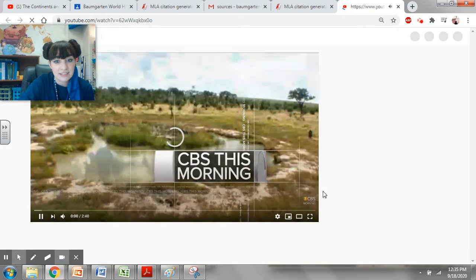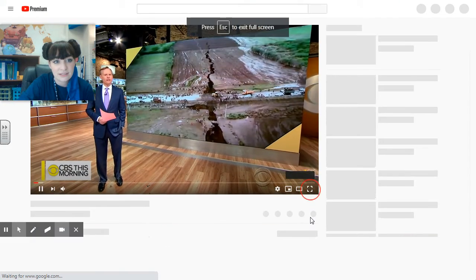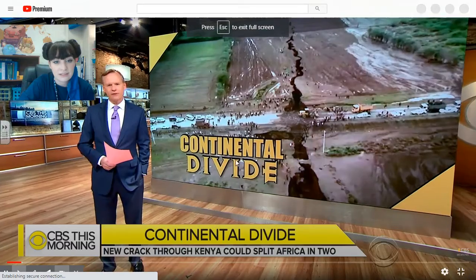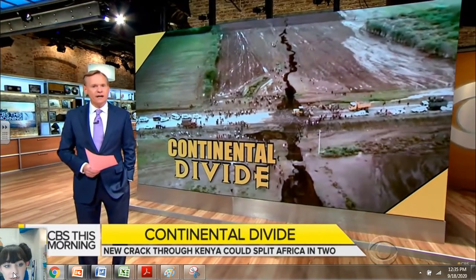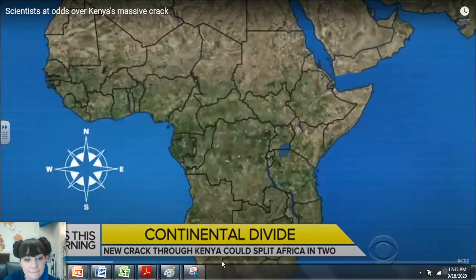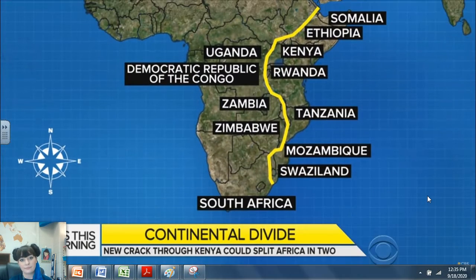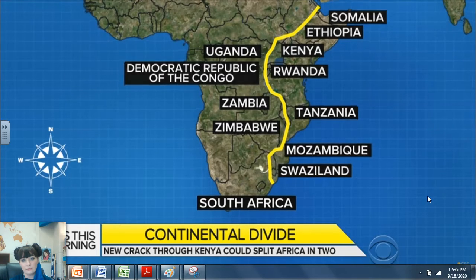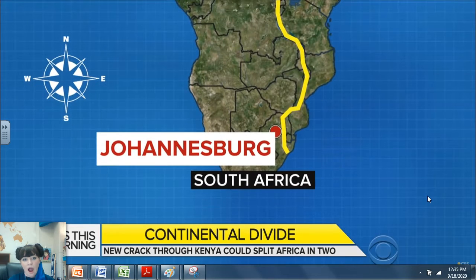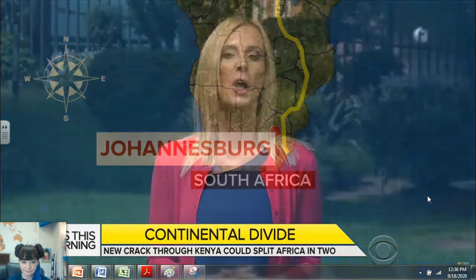A massive crack that's up to 50 feet deep suddenly opened up in the ground in Africa. It's already 65 feet wide in some places and growing. The crack stretches along Kenya's Great Rift Valley. Many scientists believe it could end up breaking Africa's continent apart. Deborah Pata is tracking developments from Johannesburg, South Africa. Deborah, good morning. Good morning.